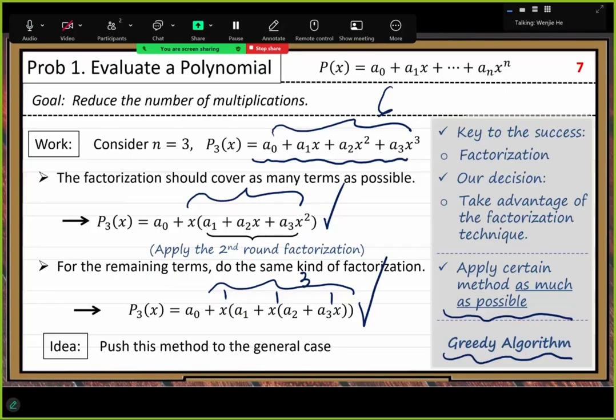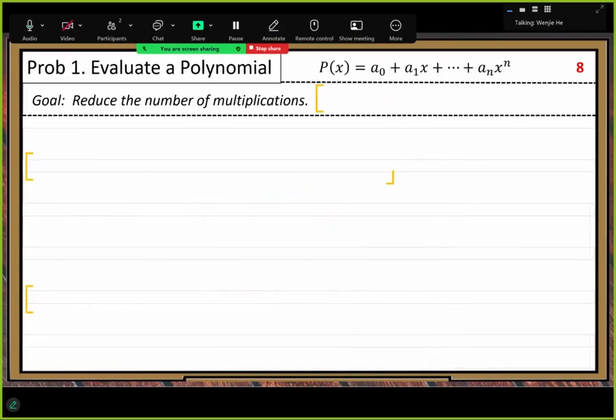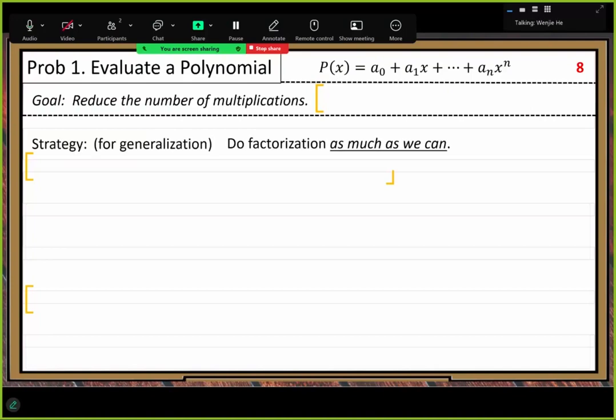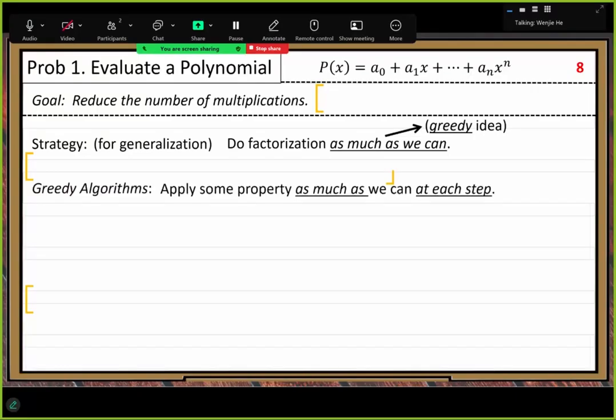All right, our last step, this time for the general n. Let's do generalization. This time, we do factorization as much as we can, round by round. Every round covers the maximum number of terms by the factorization. That's the greedy idea. So this is a greedy algorithm: apply some property as much as we can at each step.